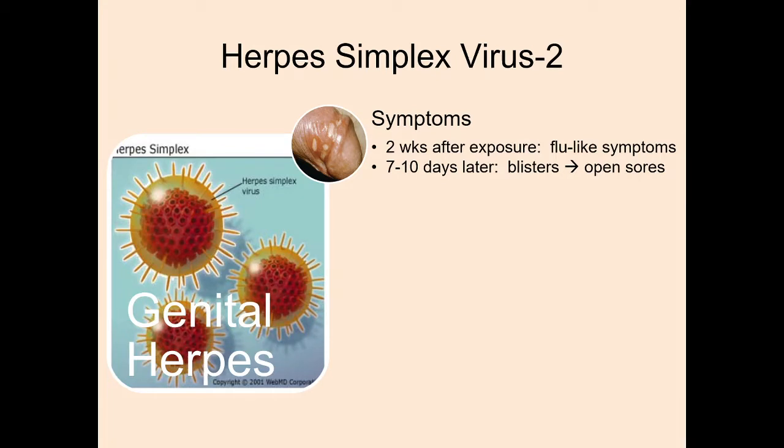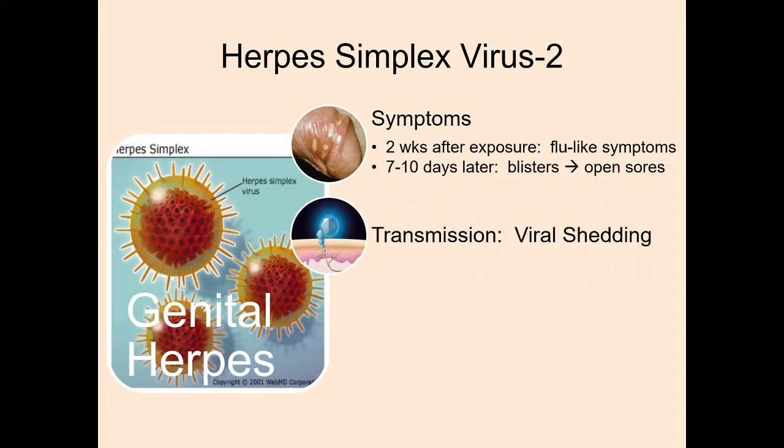After they recover from that, another 7 to 10 days, they'll get their first blister. A lot of times, we're talking 3 weeks, 4 weeks after exposure. A person doesn't put it together with how they contracted it, because so much time has elapsed between exposure and the actual blisters arriving. The way that both types of herpes is transmitted is through what we call viral shedding.